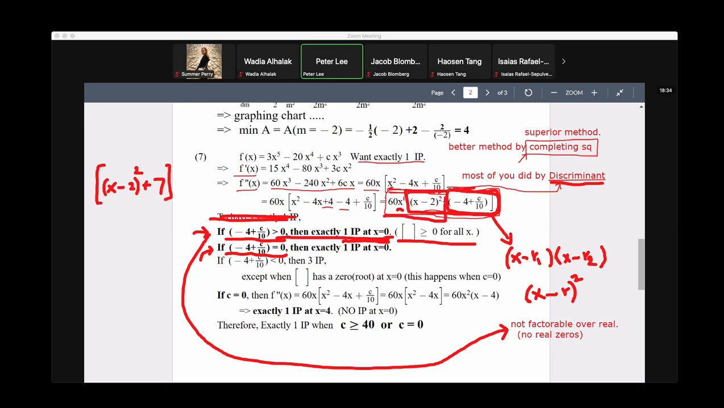This guy right here, 60x times x minus 2 squared. And this guy will be 0. Right there. So right there, x equals 1, we have the inflection point at x equals 0. But how about x equals 2? Notice that it's a double.